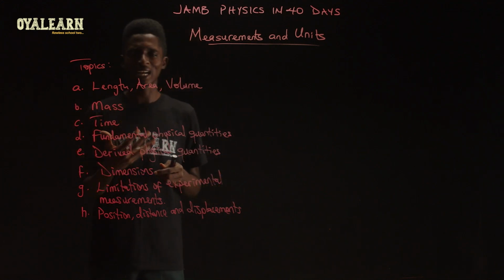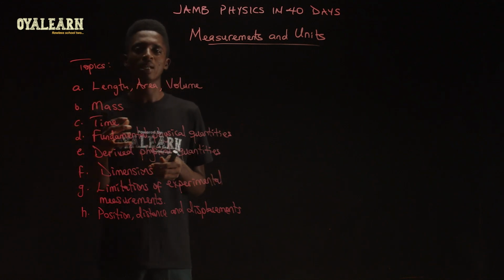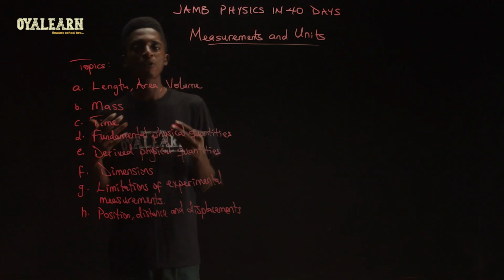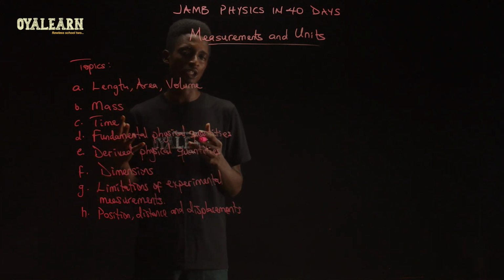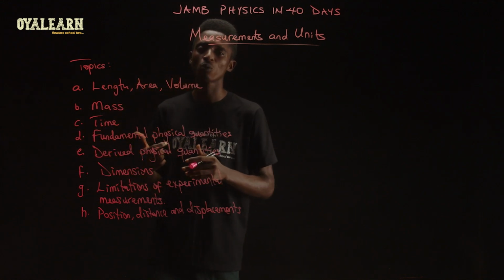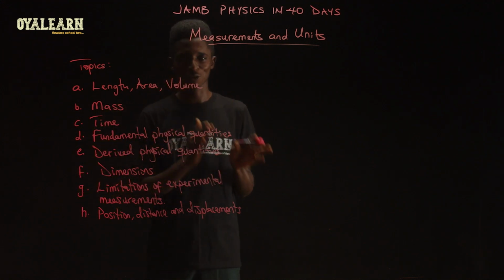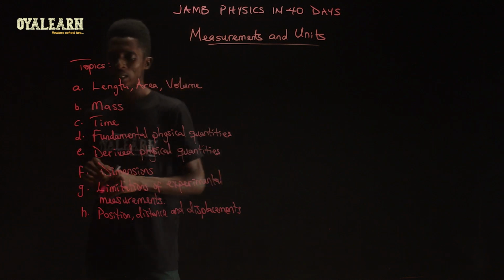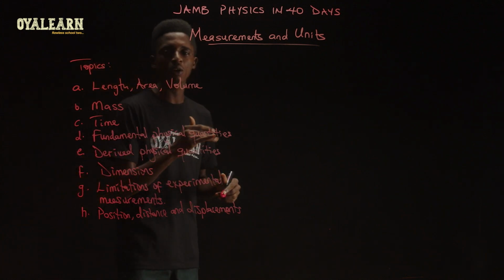Now, we also look at time. What is time? What does it mean? And then also, what are the instruments that we use to measure time? Many people think that once you're asked what is used to measure time, you should talk about clocks or watches. But in physics, we measure time in seconds, and what we use to do that is either the stop clock or the stopwatch. So keep that. And then for D, we have fundamental physical quantities.